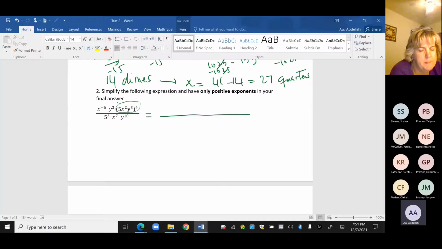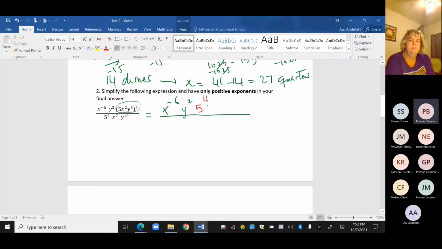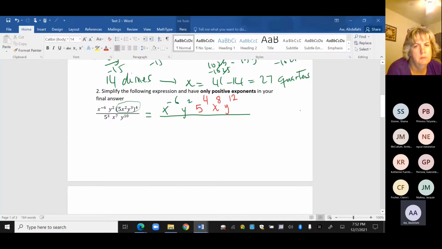So when you take care of the parentheses, the power 4 outside must be distributed to everybody inside. So you get x to the negative 6, y squared, and then the 5 will be to what power? Power 4. The x will be to what power? 6. Oh, because it's not multiply, 6? You multiply, exactly. So it's going to be 8, you see? And then the y will be to the 12. When exponents are compounded, you multiply them, okay?